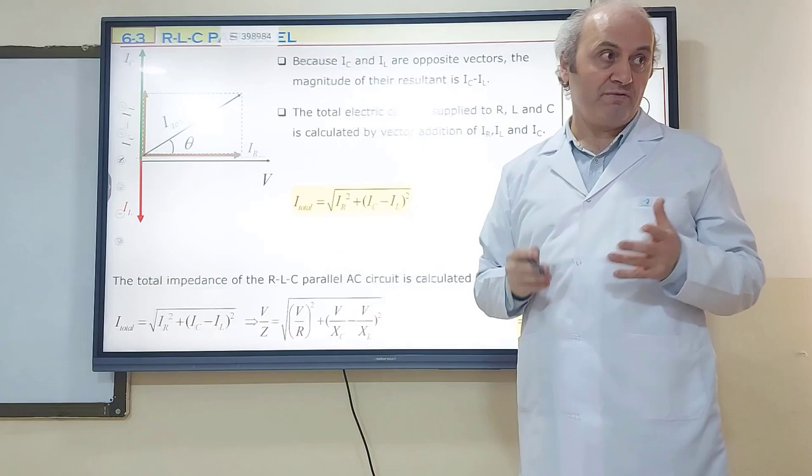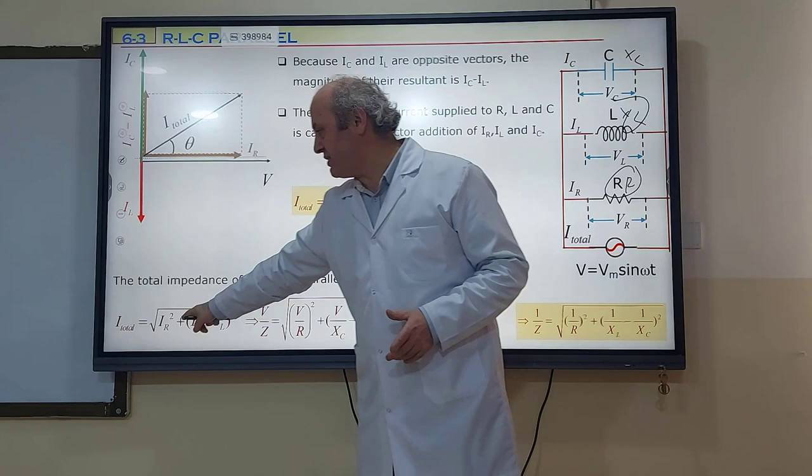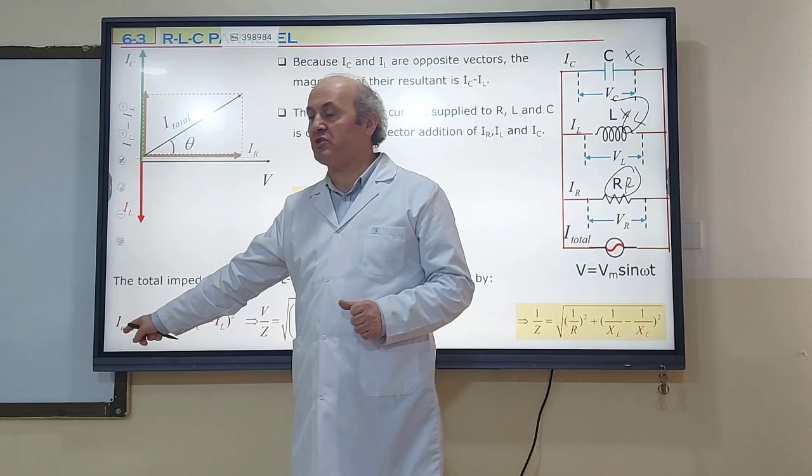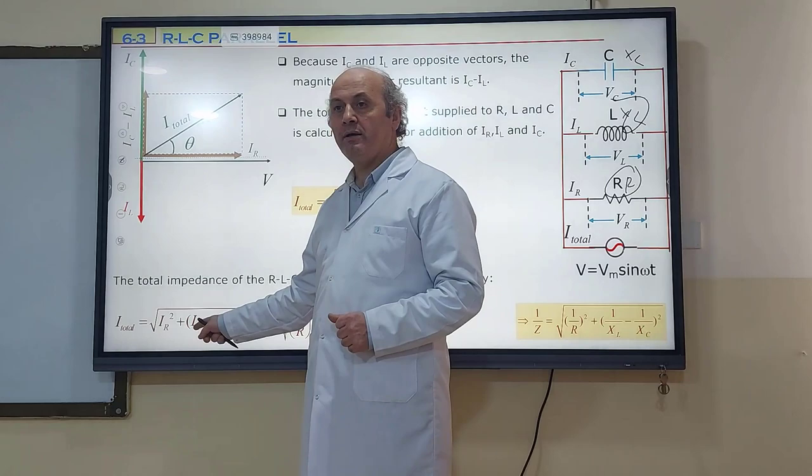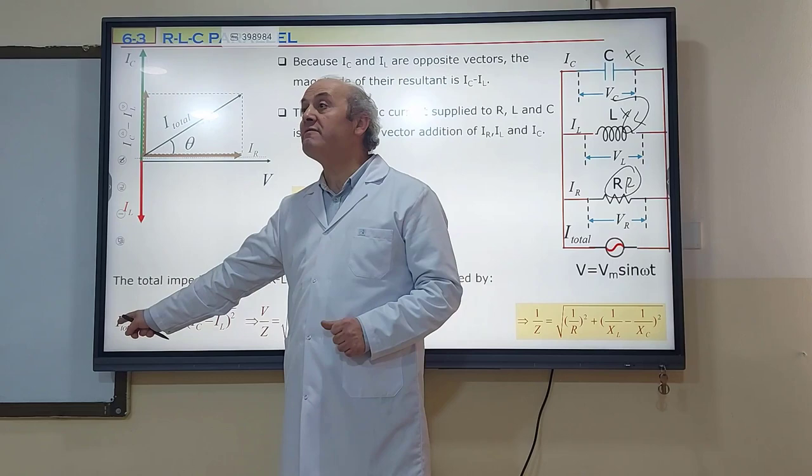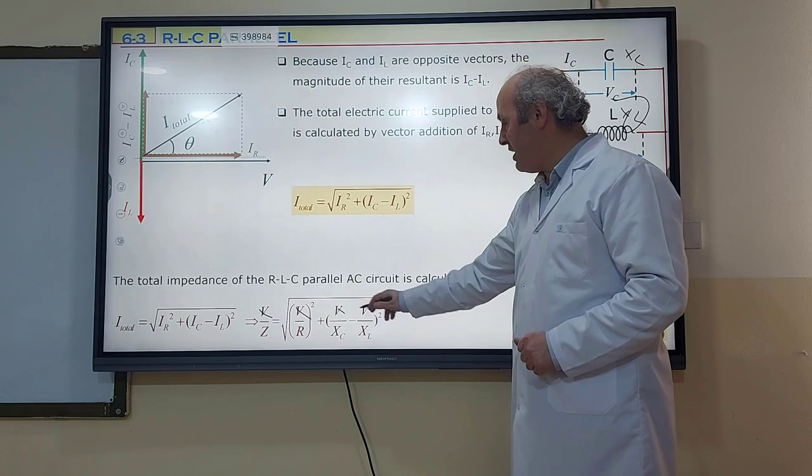But this equation can be proved from the total electric current equation. Electric current is calculated by potential difference divided by opposition. For example, IR is V over R, IC is V over XC, IL is V over XL, and total current is V over Z. Of course, these V's are the same in parallel. Then we will get it.